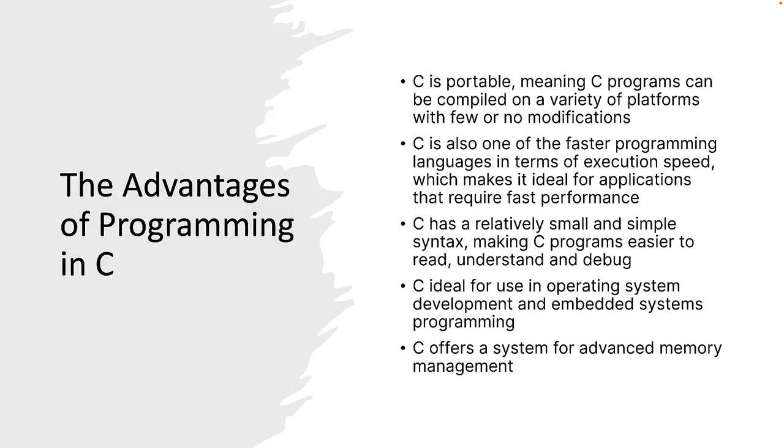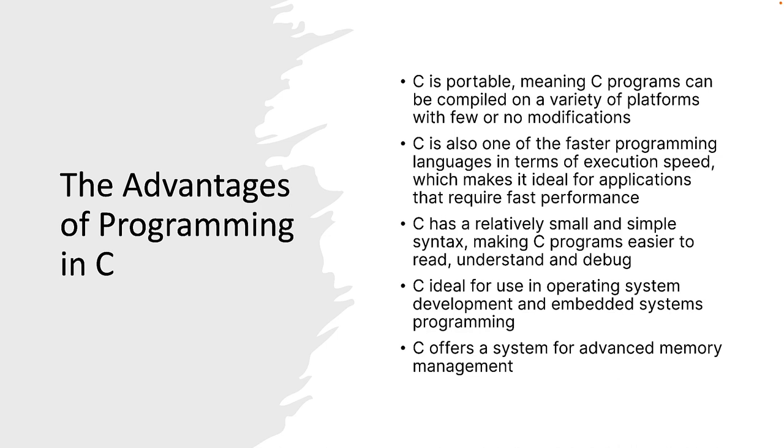So let's take a look at some of the advantages of programming in C. C is very portable, meaning that programs can be compiled on a variety of platforms with few or no modifications. And I mentioned earlier that there are C compilers for virtually every type of machine out there. C is also one of the faster programming languages in terms of execution speed, which makes it ideal for applications that require fast performance. So things like operating system kernels or embedded hardware where you really need fast or near real-time performance, C is ideal because it compiles down into machine code that's optimized for that particular platform.